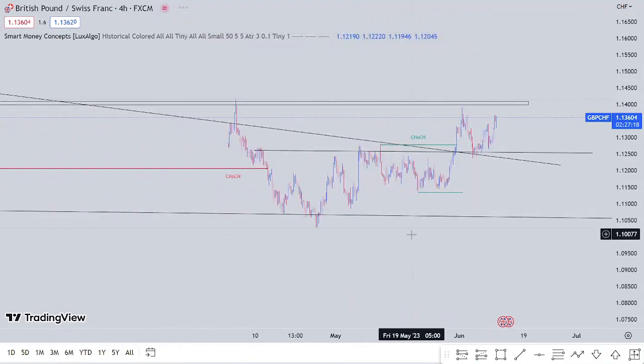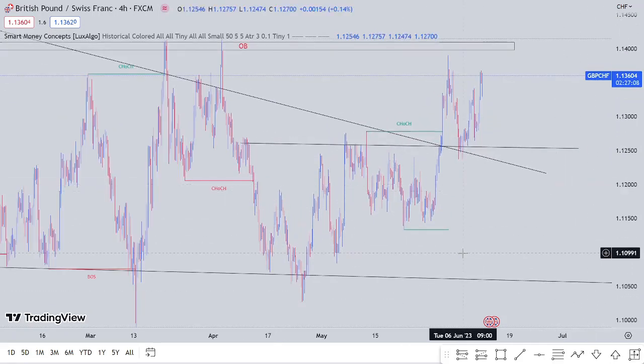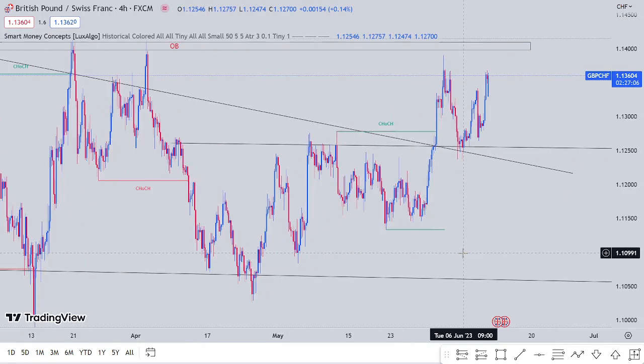So you can see that the market broke this area right here, and it came to touch the order block. The order block is on the daily time frame. I want the daily time frame, and then you can see the order block. And mostly order blocks are effective on a higher time frame. So I mostly use the daily time frame.